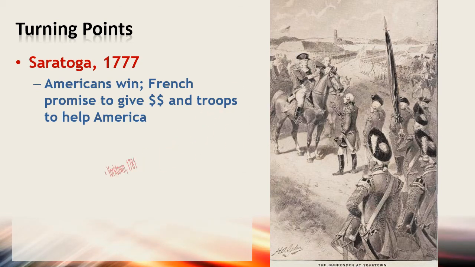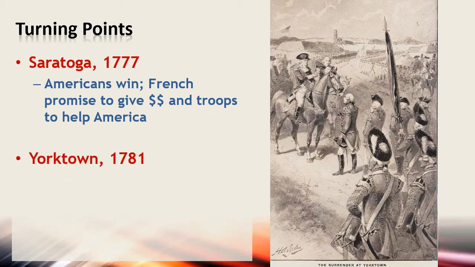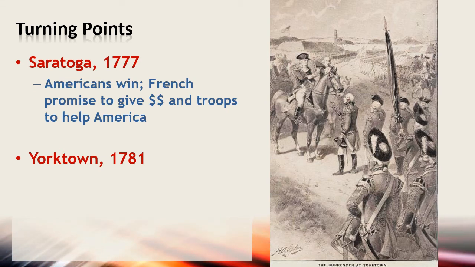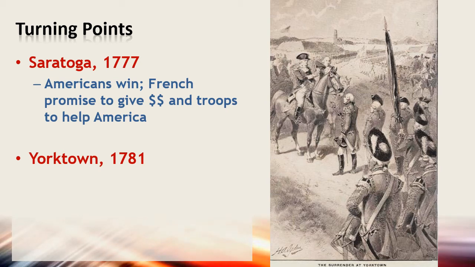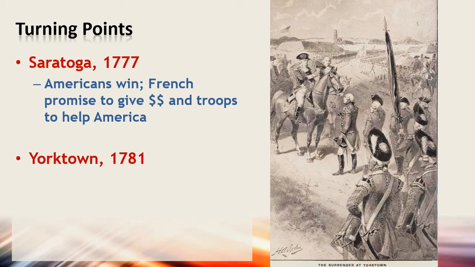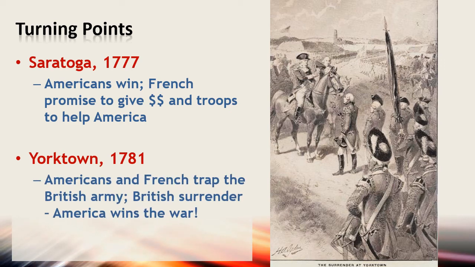The second point is Yorktown, 1781. The British had been fighting for years, trying to get Loyalists on their side, not always successfully. The Americans had been just trying to survive and avoid getting completely wiped out. And finally, everything comes together at Yorktown, where the French and the Americans get a strategic advantage and trap the British army.